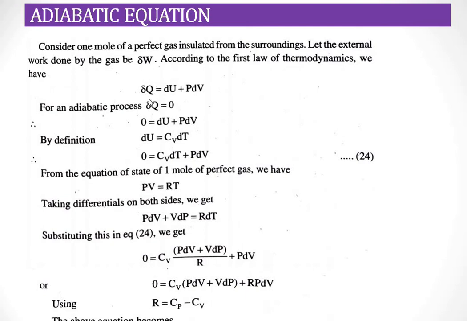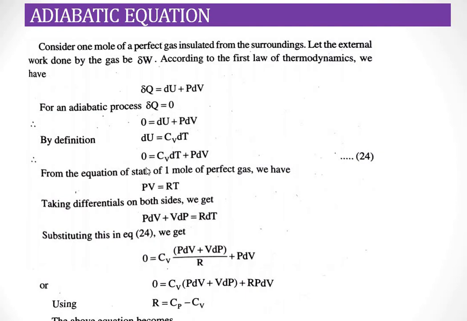So now here delta Q is equal to dU plus PdV. At constant volume, what happens to PdV? That term vanishes. So when we take delta Q by delta T at constant volume, you will get dou U by dou T at constant volume. So what is delta Q by delta T at constant volume? That is nothing but Cv, the specific heat capacity at constant volume. So Cv is dU by dT at constant volume. So dU can be written as Cv into dT.